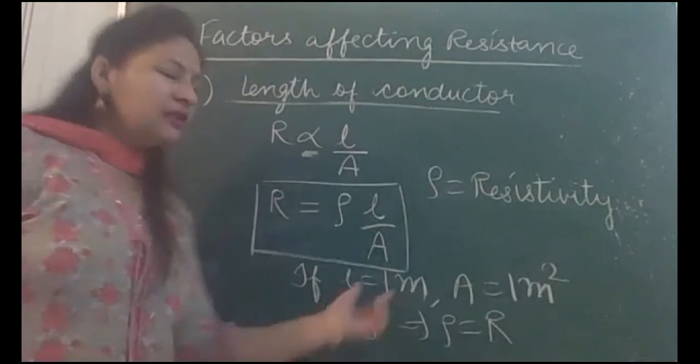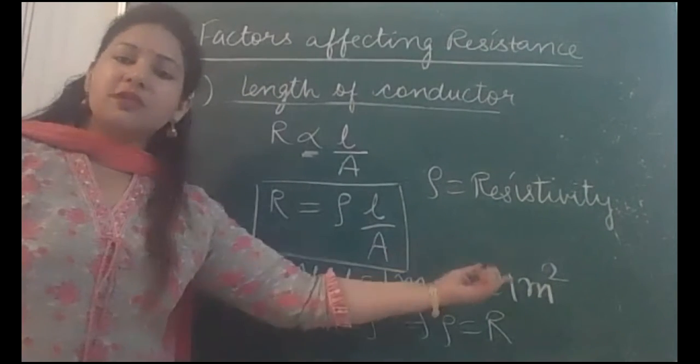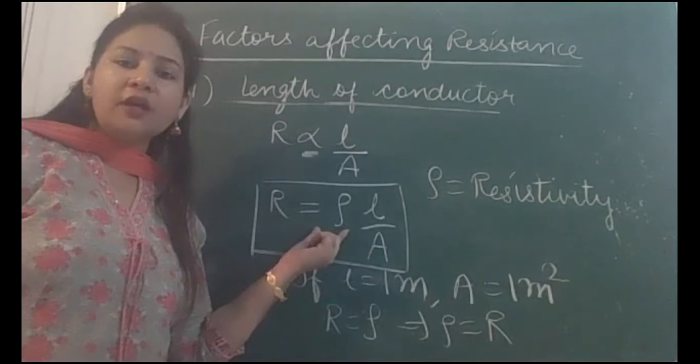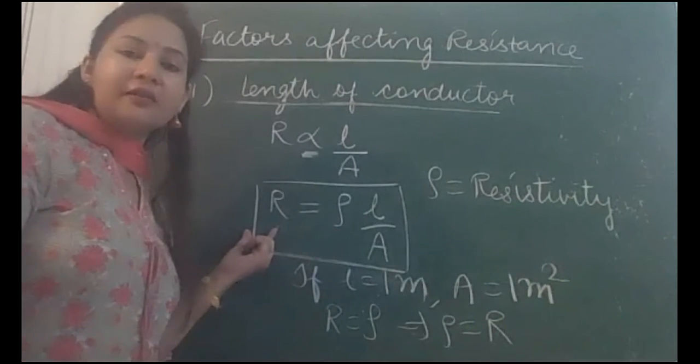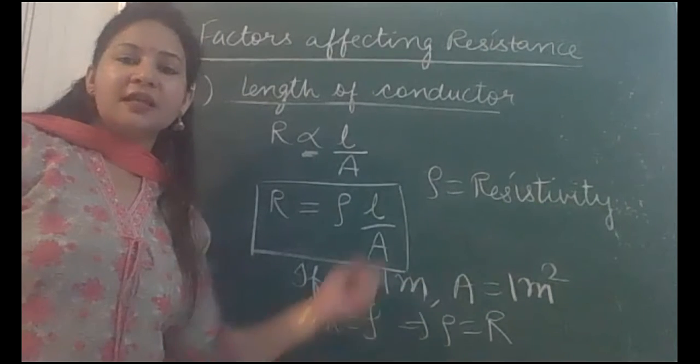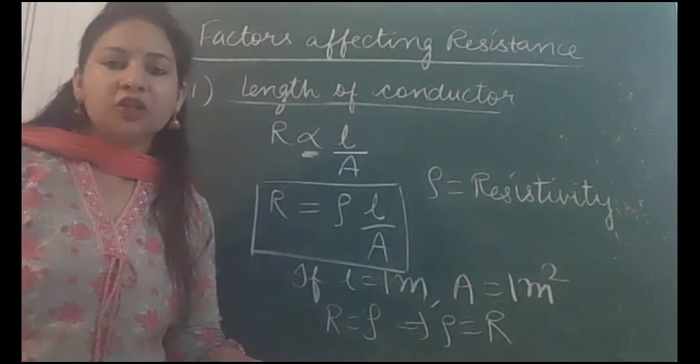Okay, let's imagine that the length of the wire is 1 meter, area of cross section is also 1 meter square. So by putting in the values, what will rho be equal to? Rho will be simply equal to R. So this is how we can define it. We'll connect all these things in our statement. It will become the definition of resistivity.